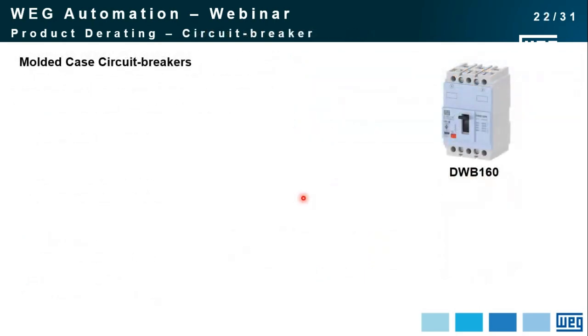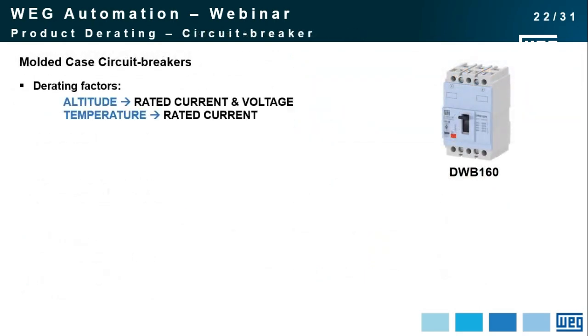So now let's move to the molded case circuit breakers. Once again, the same factors apply here: altitude and temperature. Both of them affect the rated current, but altitude also affects the voltage, or whatever is related to voltage, of this circuit breaker. Because, as I told you before, the breakdown voltage of the air at high altitudes is lower, meaning that some technical characteristics of this product are going to be affected. I'm going to say more about it shortly.